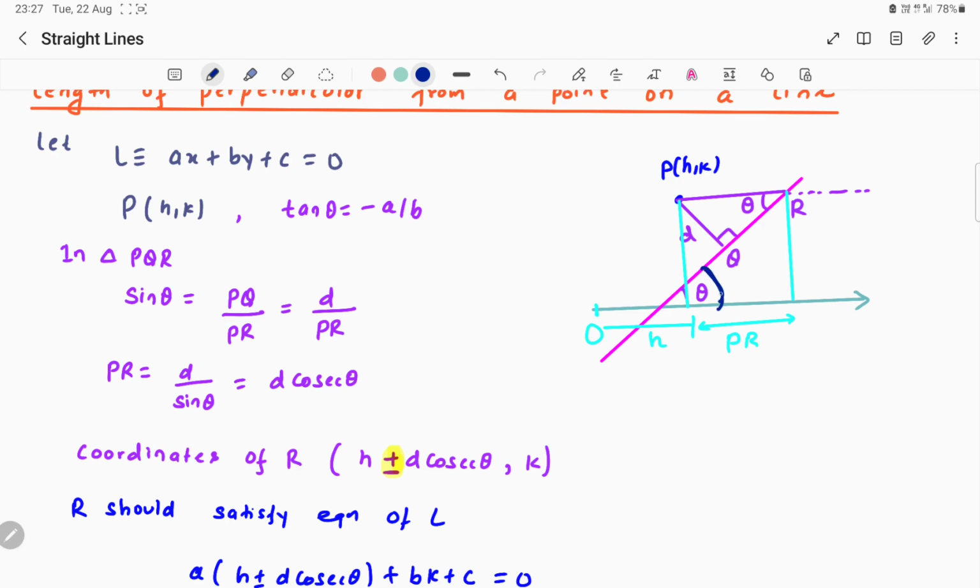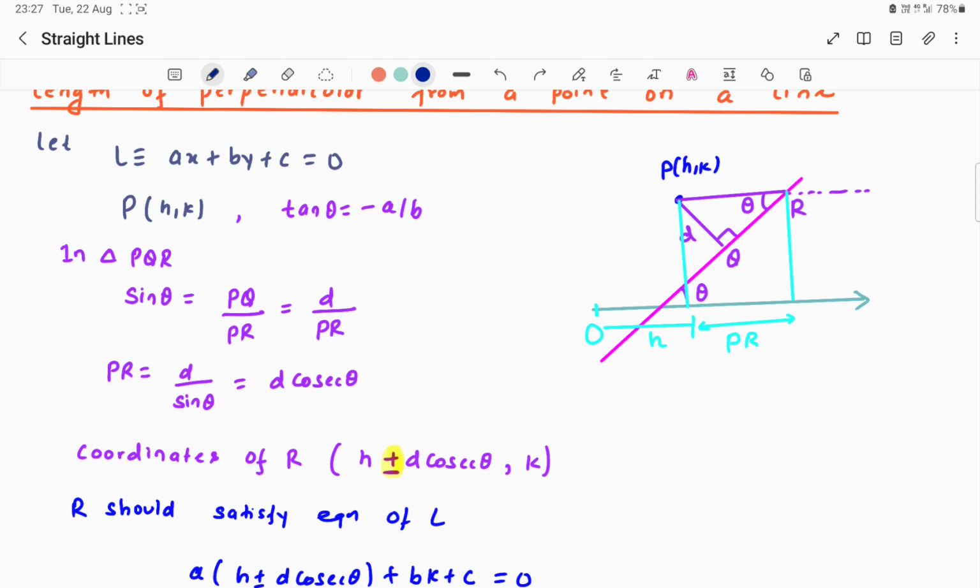Now if this angle is theta, and from D I have drawn a horizontal line and a vertical line, can you see that this angle also will be theta? Why? Alternate interior angle, isn't it? Now in the triangle PQR, I am interested in knowing what PR is.